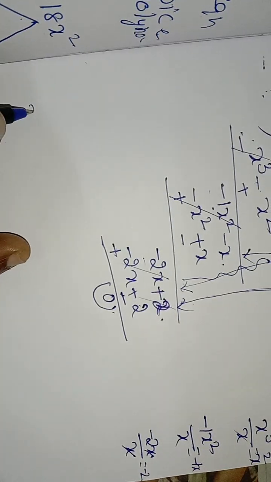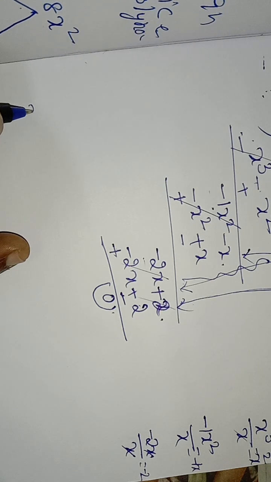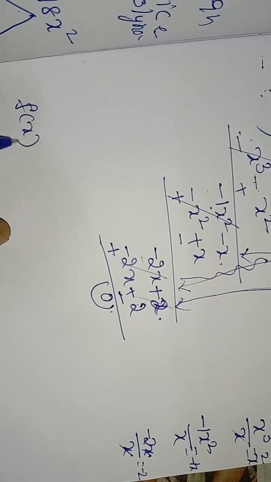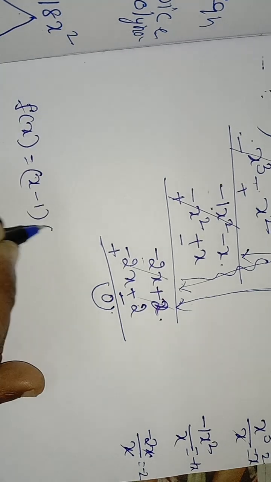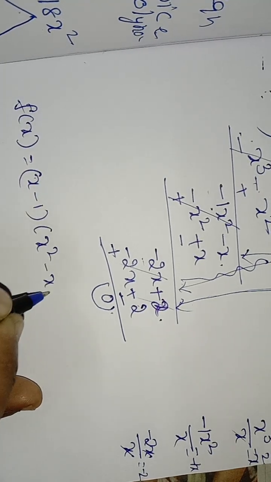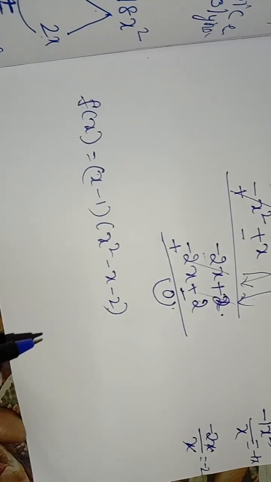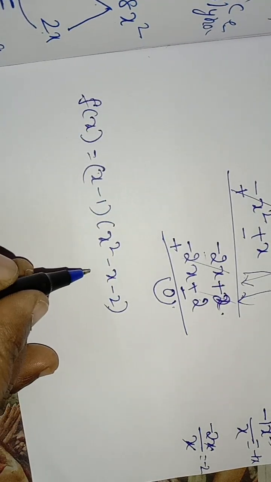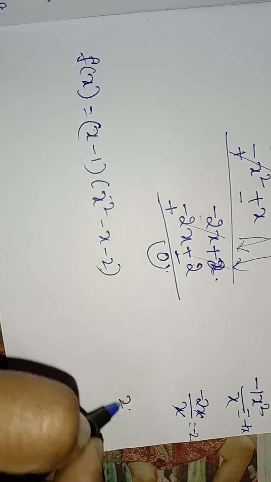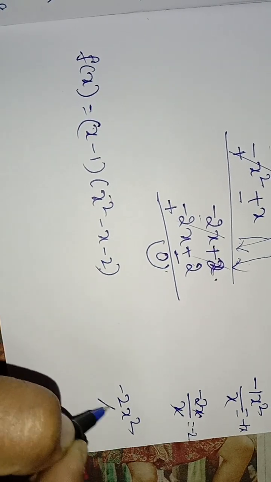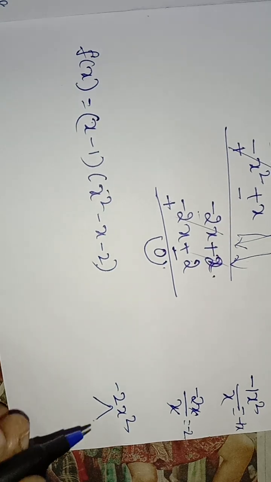So f of x equals x minus 1 into x square minus x minus 2. Now we have to factorize this one. Now find the factors for this quadratic.